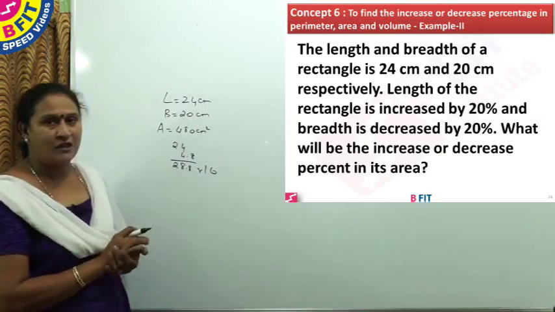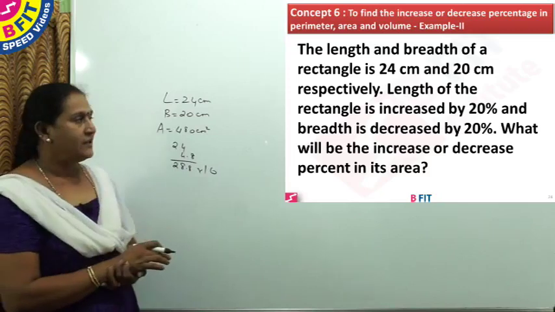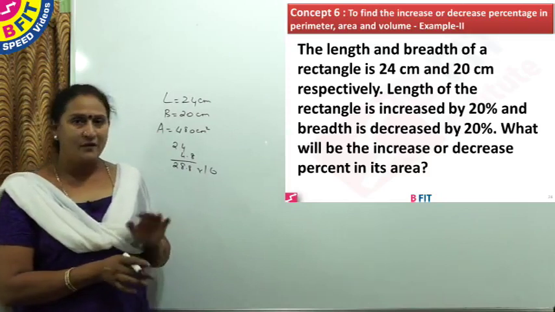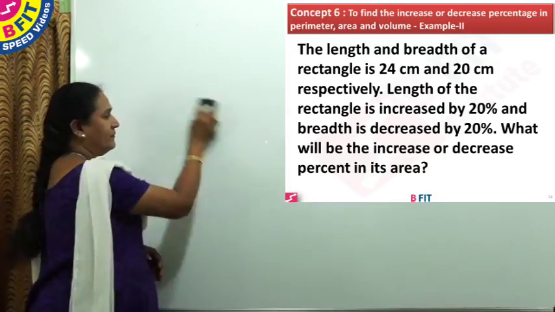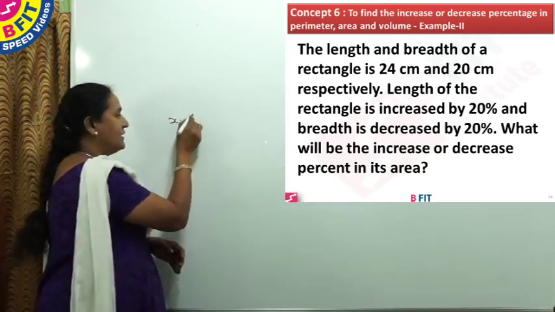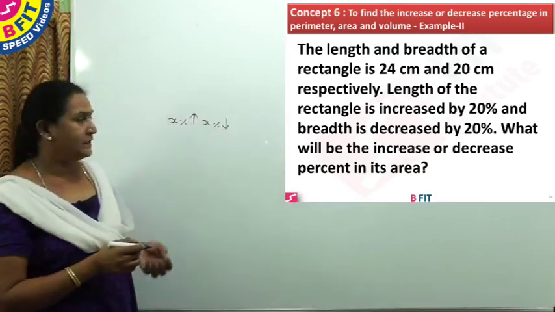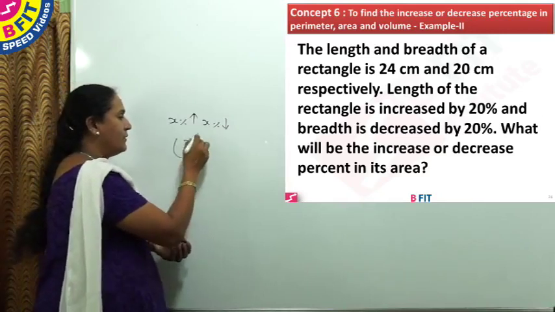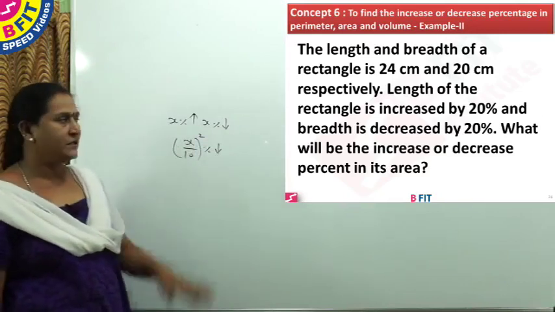But instead of doing all this, we have already discussed. When increase and decrease is of the same percentage, what will be the overall effect? It will always be a decrease percent. So here X percent increase, X percent decrease. So same percent increase, decrease will affect by (X by 10) the whole square percent decrease. Now X is the common increase decrease percentage.